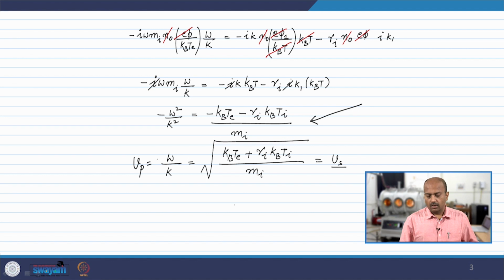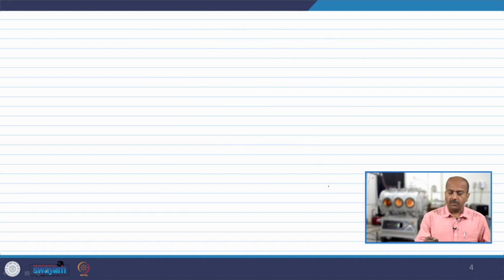Hello dear students, in this lecture we will continue our discussion on ion-acoustic waves. In the last class we have seen that we can derive the dispersion relation between omega and k like this, and the omega by k, which is the phase velocity of the ion-acoustic wave, was derived like this. So, we will take this expression ahead.